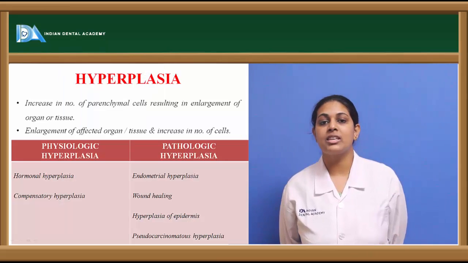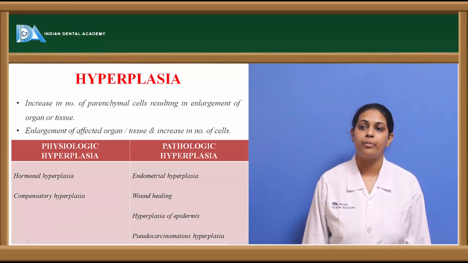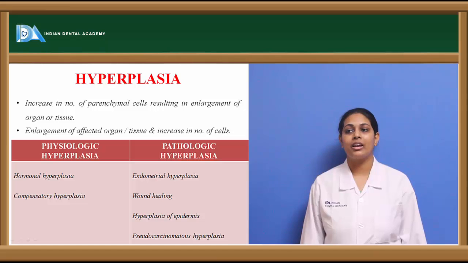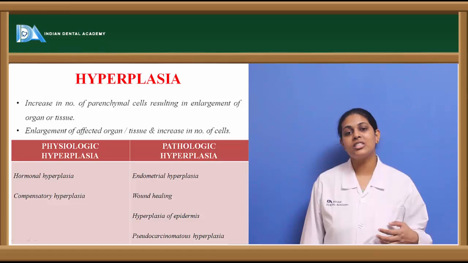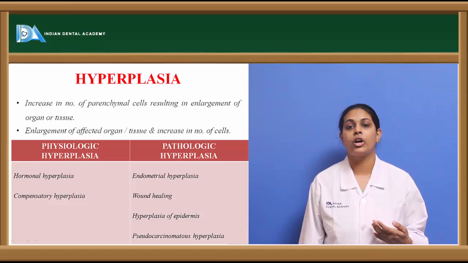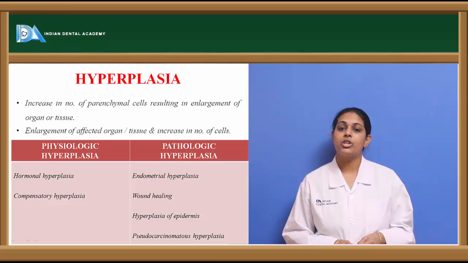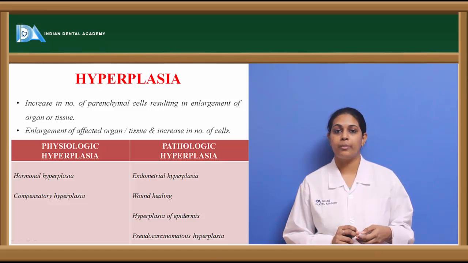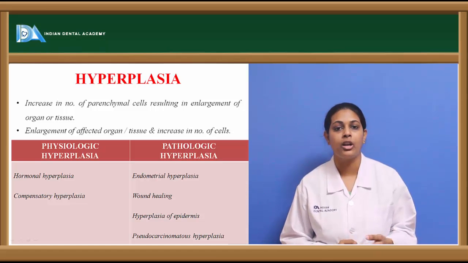Coming to hyperplasia, here hyperplasia is a condition where there's an increase in the number of the parenchymal cells, resulting in enlargement of the organ or otherwise the tissue. Because of this increased number of cells, it might ultimately result in increased enlargement of the affected organ as well as tissue. Usually in physiological hyperplasia, hormonal hyperplasia can be given as an illustration in females in conditions of the pregnancy period, and the lactation period can also be given as an example of hormonal hyperplasia.